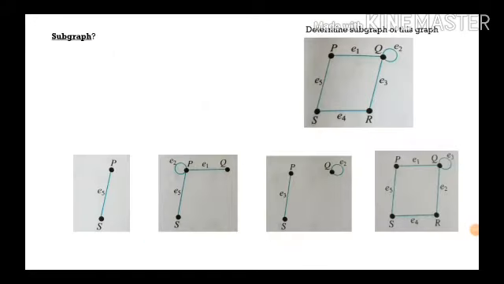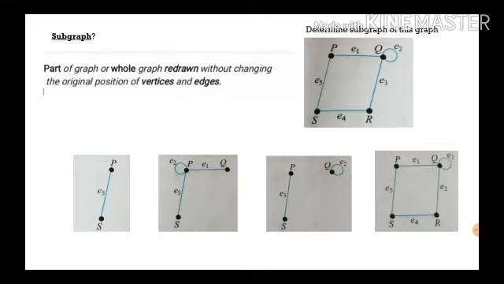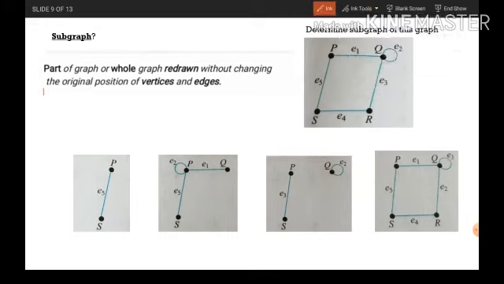Now look at this slide, subgraph. What is subgraph? Subgraph means part of graph or whole graph redrawn without changing the original position of vertices and edges. Look at this example of question. Determine subgraph of this graph. This is the original graph. So we have to determine which is the subgraph for this original graph.